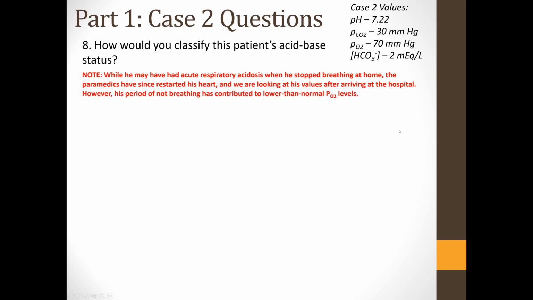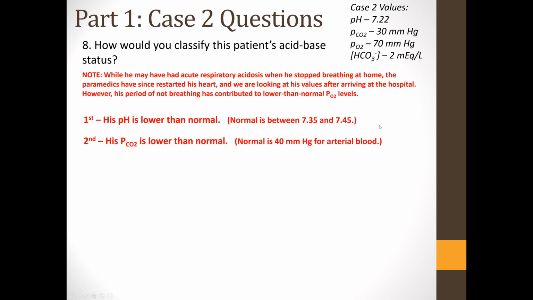Remember that when we're evaluating an acid-base condition, we need to first look at the pH. His pH is lower than normal. Normal is between 7.35 and 7.45. His is 7.22. So this is definitely a case of acidosis. Second, we look at carbon dioxide. His carbon dioxide is lower than normal. Remember, normal is 40 millimeters mercury. His is 30.